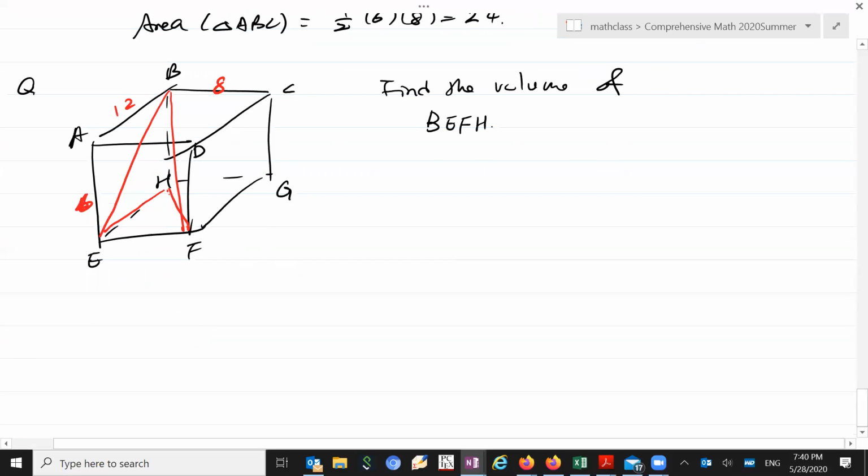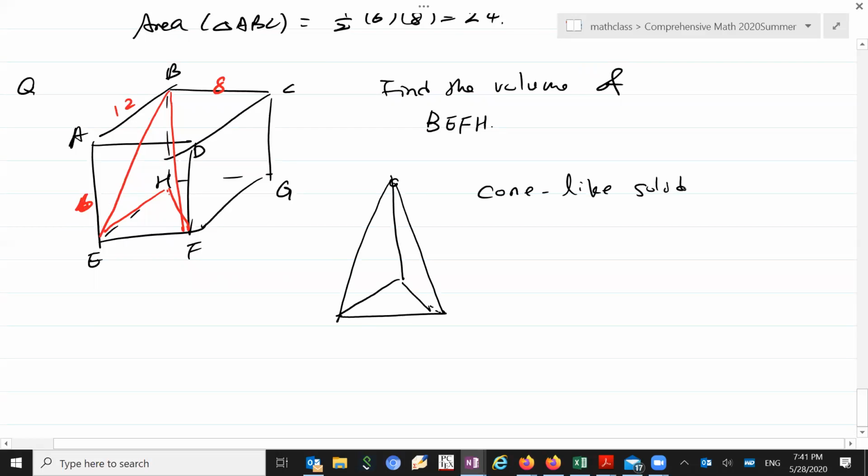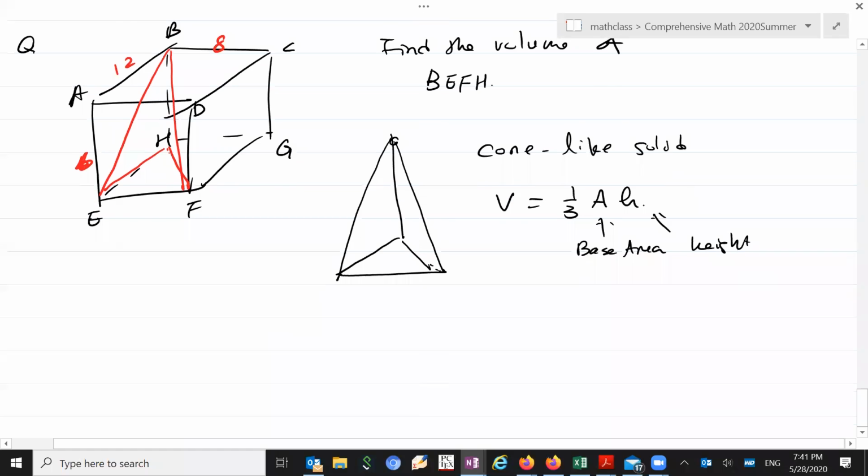Okay, how does it look like a BFH? This is a cone-like volume, okay? Cone-like solid. Why? This is a vertical line, and you have another line, and you just draw it, right? It's cone-like solid. For a cone-like solid, how do you find the volume? The volume is going to be 1/3 of the base area times height. Okay, this is the base area. This is the height, and divide by 3.